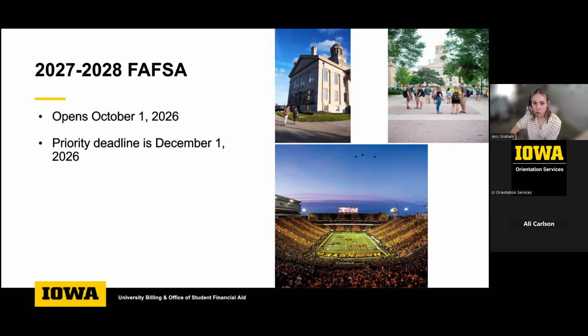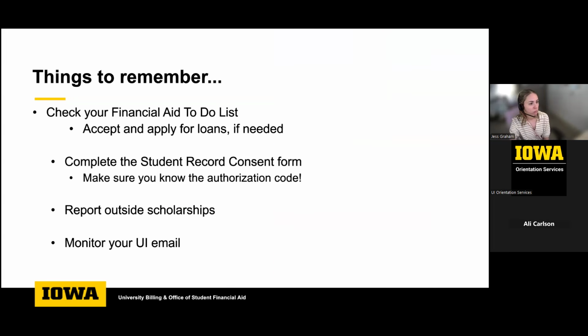So for '27-'28, just start thinking, maybe set a reminder on your calendar. The FAFSA will open on October 1, and our priority deadline is going to be December 1st. So please make sure you get your FAFSA filed right away, get it in early so you're not losing out on any possibilities of aid considerations.